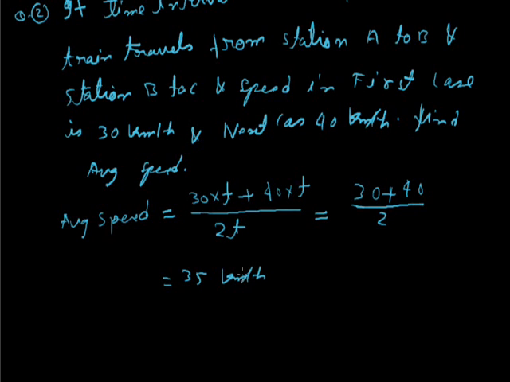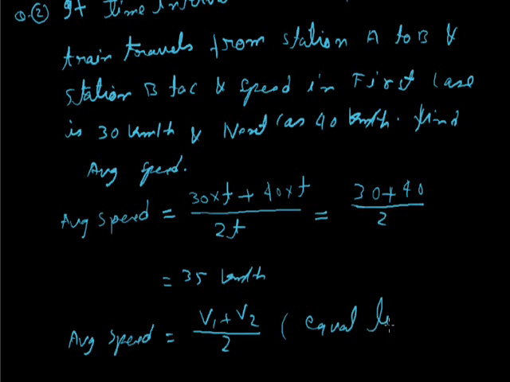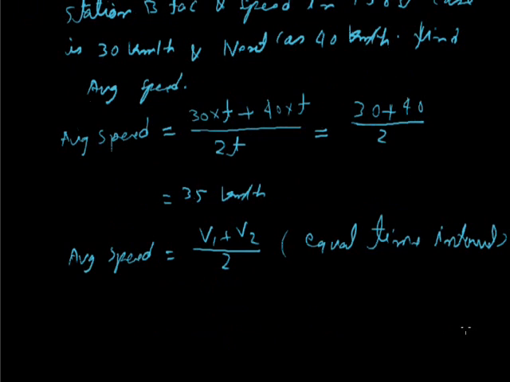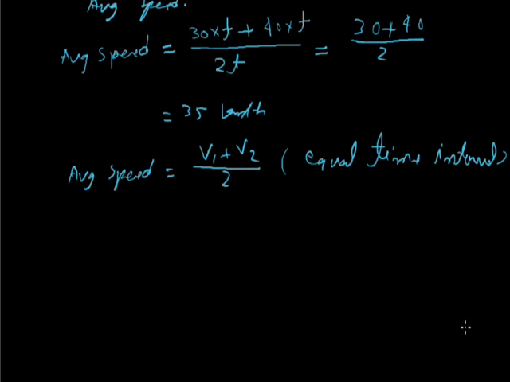This shows how we calculate average speed. Remember, here we can also make a formula: average speed is V1 plus V2 upon 2. But remember, this is only for equal time interval. This is a necessary condition. So we've seen some examples of average speed.